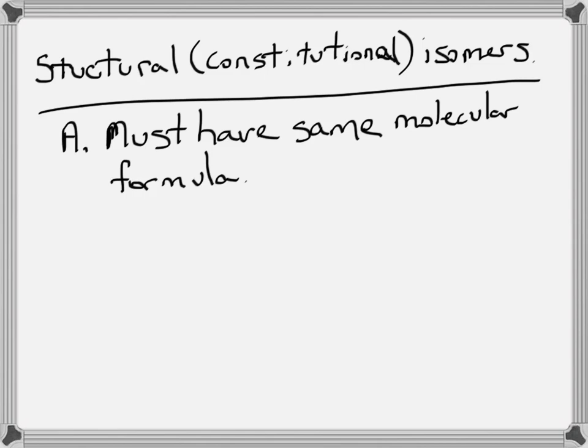So the first thing is they must have the same molecular formula. For that, we've got to make sure we know what molecular formula means, but it might be something like, I look at a molecule and it has the formula C3H8O. And if I look at the second molecule, it also is C3H8O. That would be an indication that they have the same molecular formula.